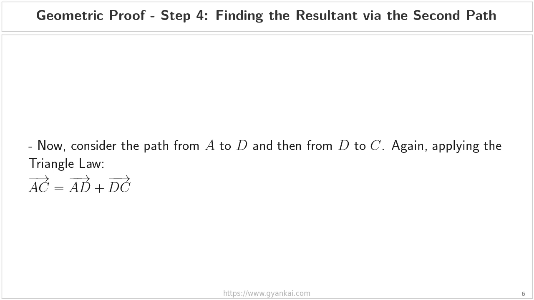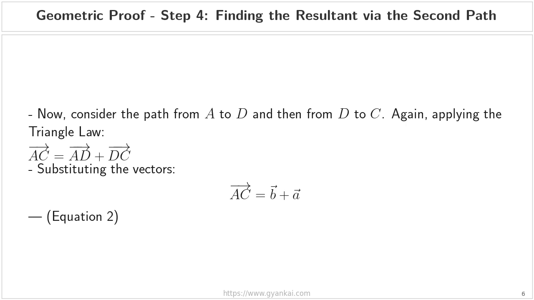We can state that the vector AC is equal to the vector AD plus the vector DC. Now, if we substitute the specific vectors we identified in the last step, remembering that vector AD is the same as vector B, and vector DC is the same as vector A, we arrive at our second important result. Vector AC equals vector B plus vector A. We'll label this as equation 2, which we will use in the next slide to reach our final conclusion.